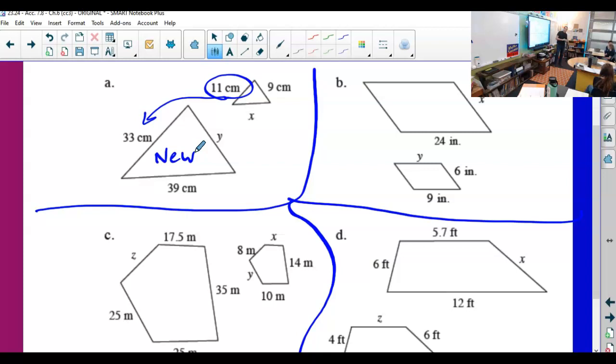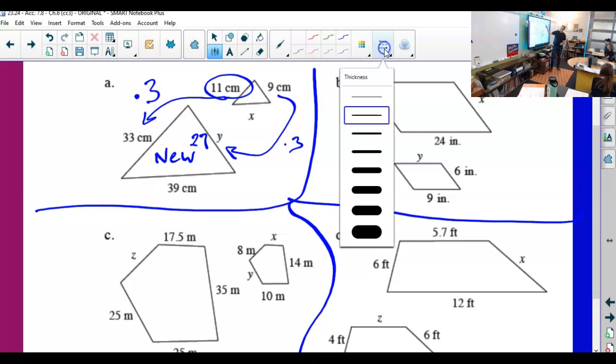Vivian, you want to get X or Y? Up to you. Y? All right. Talk me through. So Vivian figured out our scale factor is 3. So 9 times 3 leaves Y as 27. Simon, what about getting back to that X?